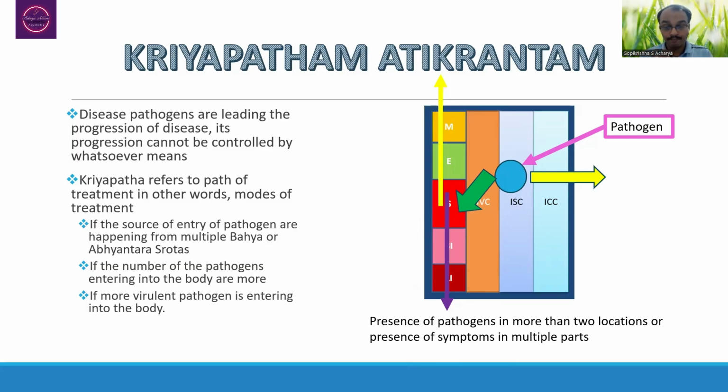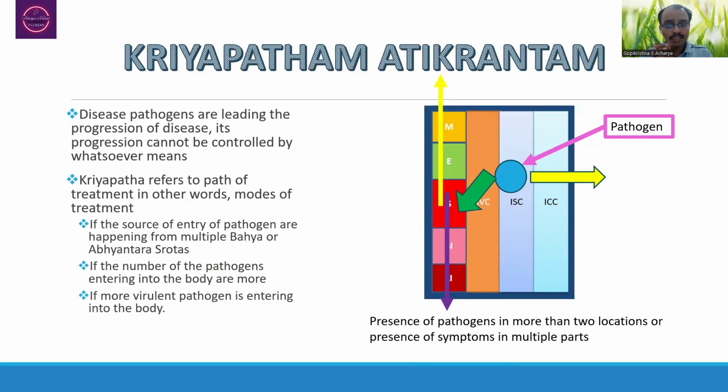Depending upon the movement of these particular pathogens in the alimentary canal, Vamana, Virechana and Basti are being planned. Suppose if the pathogens are entering into the stomach, we are administering Vamana. And if the pathogens are entering into the small intestine, we are administering Virechana. And if the pathogens are entering into the large intestine, we are going to administer Basti as such. In that way, the Kriyapatha is being planned.